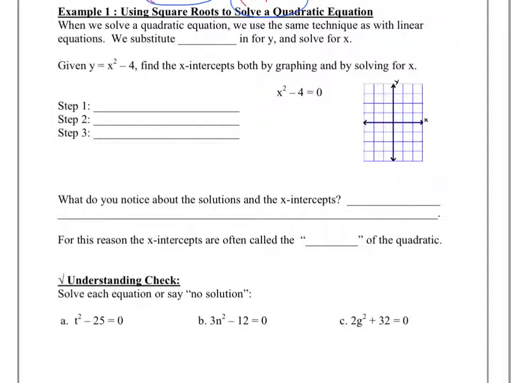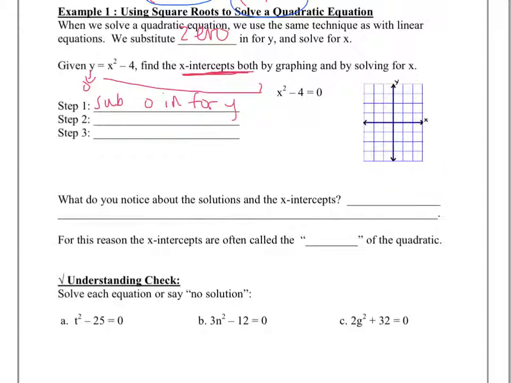Okay, so when we solve a quadratic equation, we use the same technique. We're going to substitute 0 in for y to get x, because we want to find the x-intercepts. In this case, there are going to be 2 of them. So I'm going to substitute in 0 for y. Over here, I have x squared minus 4 is equal to y. Substitute 0 in for y.